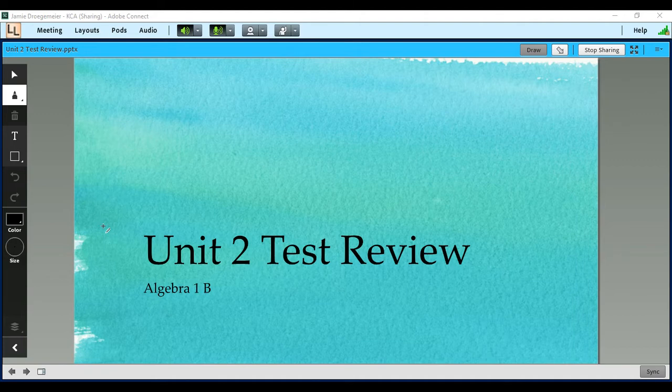Today we're going to be looking at all of the different properties of polynomials that we talked about in Unit 2 and get you prepared for that unit test. So let's go ahead and jump in.